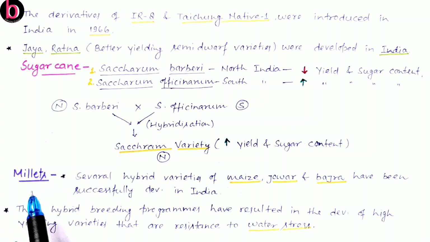Next is millets. What are millets? Millets are a group of highly variable small seeded grasses that are widely grown around the world as cereal crops or grain for fodder as well as human food. Several hybrid varieties of millets like maize, jowar, bajra have been successfully developed in India. These hybrid breeding programs have resulted in high yielding varieties that are resistant to water stress, meaning they can grow easily in water scarcity.